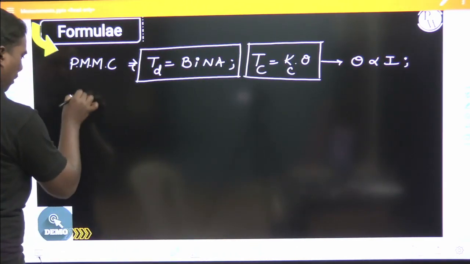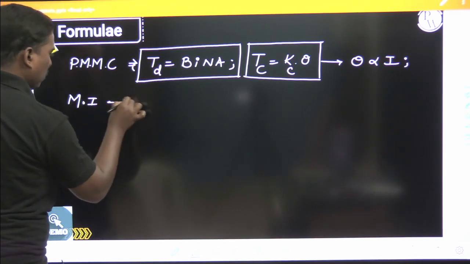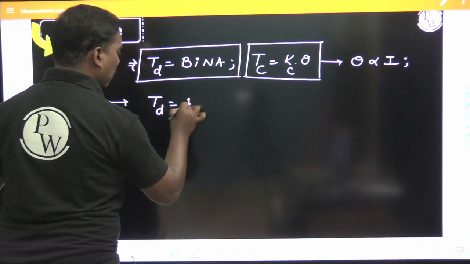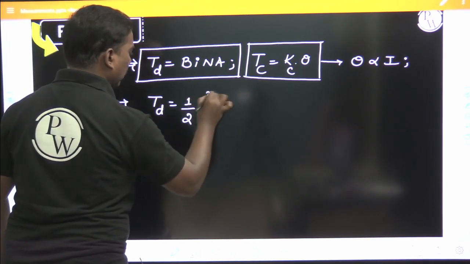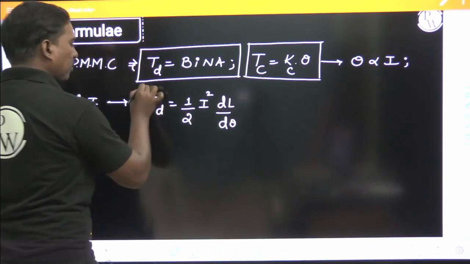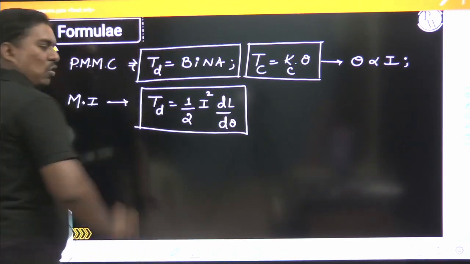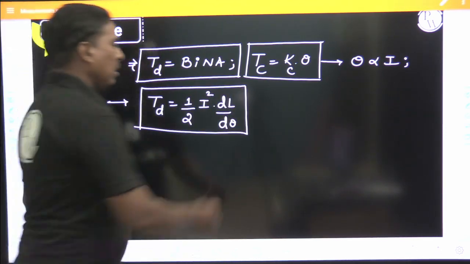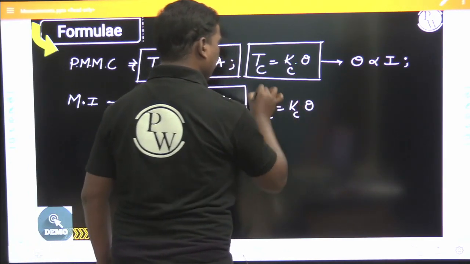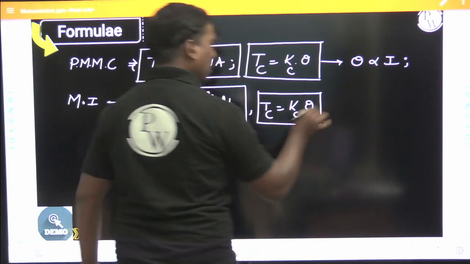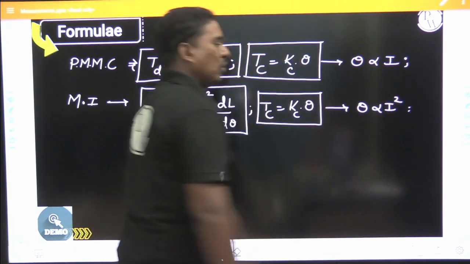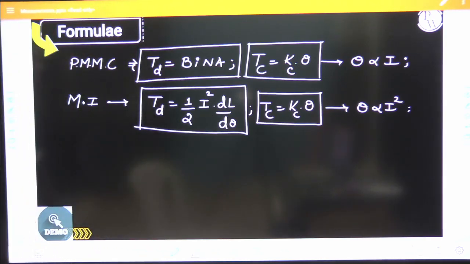Next comes the MI instrument, which is also called moving iron. The moving iron deflection torque is given by 1 by 2 I square dL by d theta, and the controlling torque Tc is equal to Kc into theta, and this particular theta is proportional to I square.